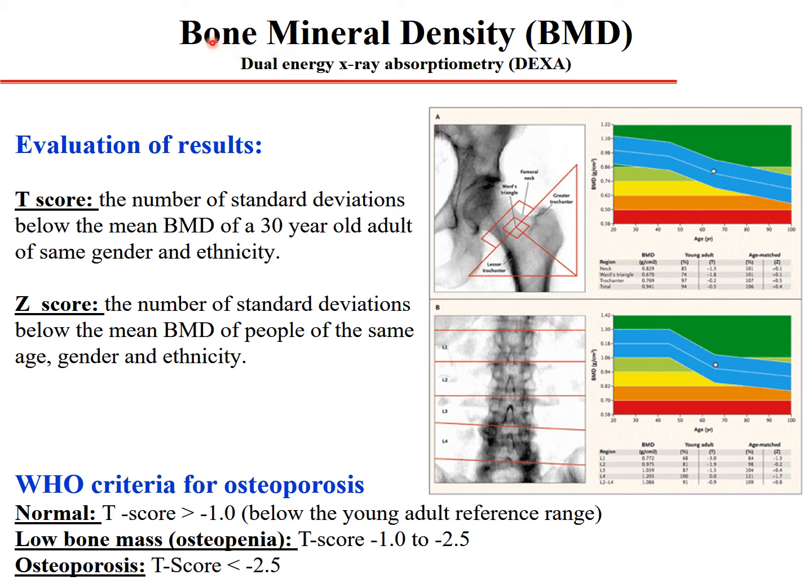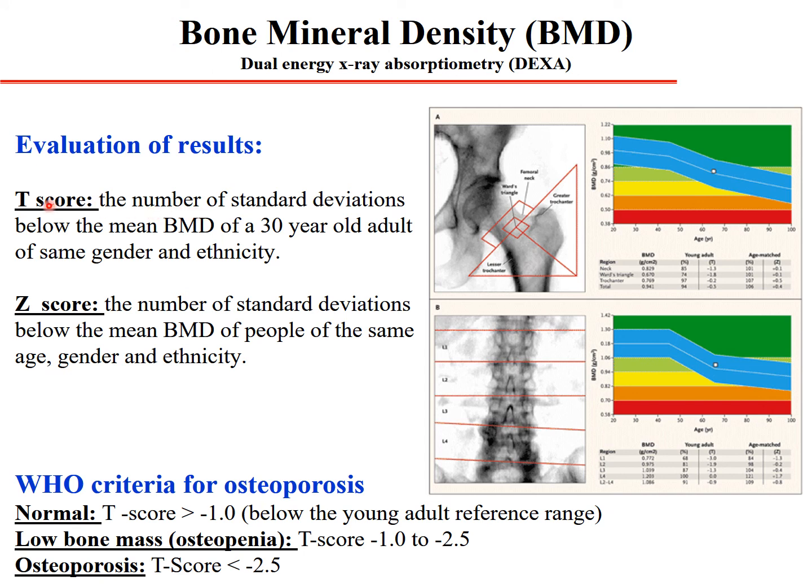We use the bone mineral density. This is checked using dual energy X-ray absorptiometry, the DEXA scan. The results are usually expressed as the T-score or the Z-score. The difference between the T-score and the Z-score is what bone mass we are comparing the actual one to.